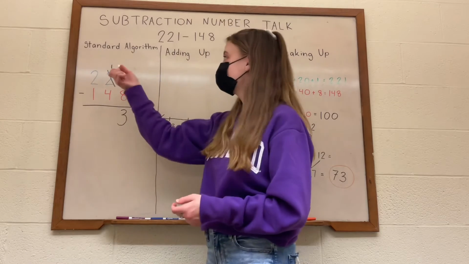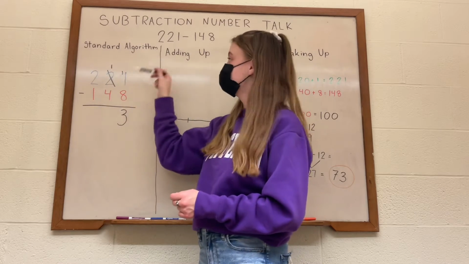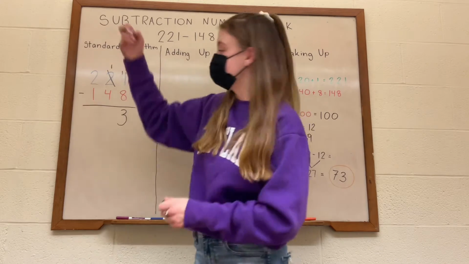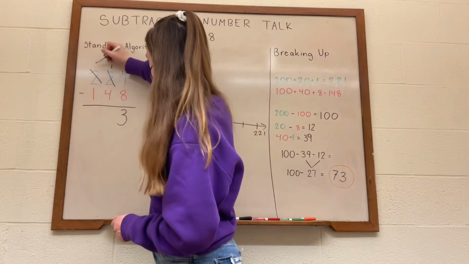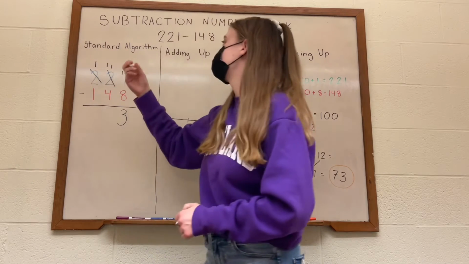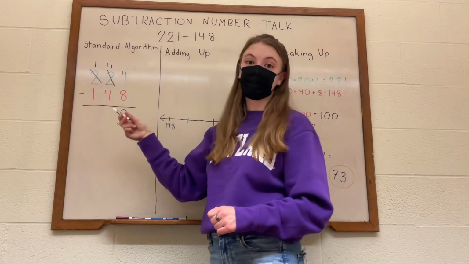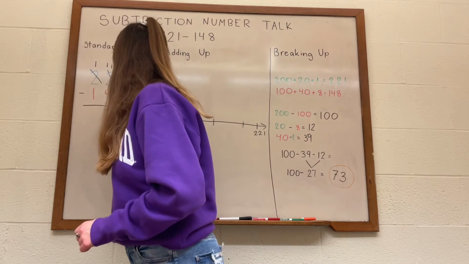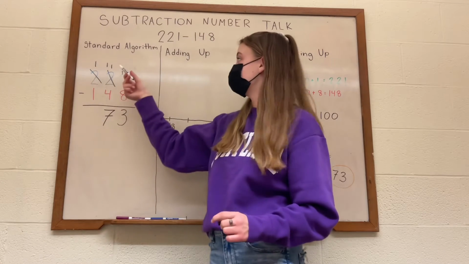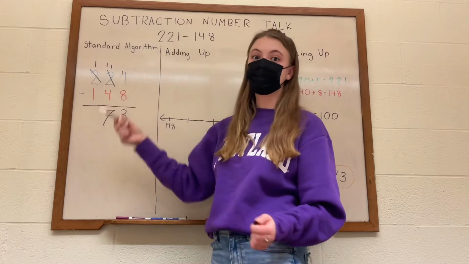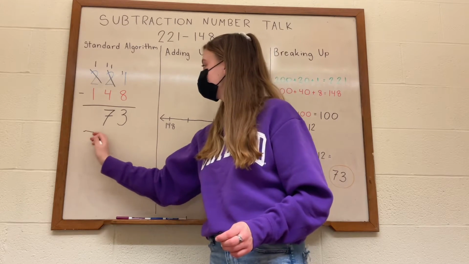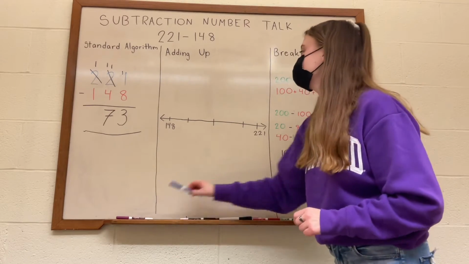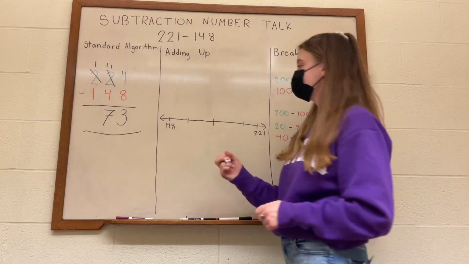Then, again, you don't have enough 10s to subtract 4 10s from 1 10. So you're going to take a group of 100 and add it over here, which makes that 11 10s, and you can subtract 4 from that and get 7. Then, in the hundreds column, you have 100 minus 100, which just gives you 0, and this gives your final answer of 73.